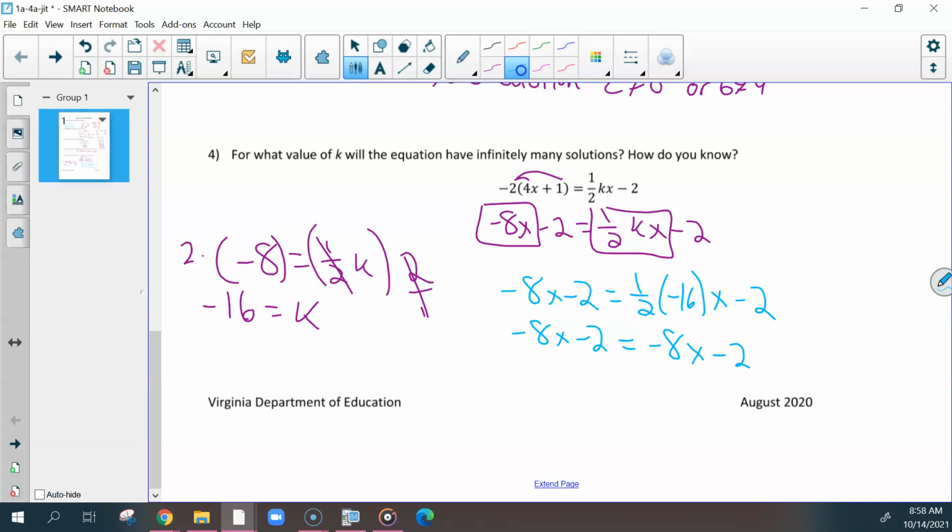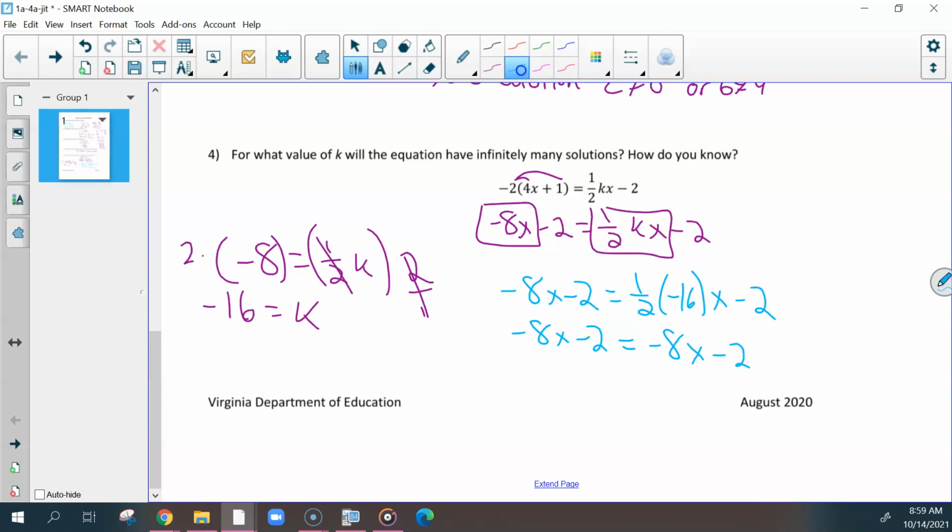So again, that one was a little bit more challenging than I really wanted, but it does get your brain working. Any questions on that one? Great.